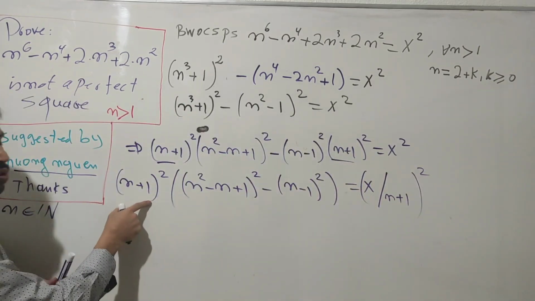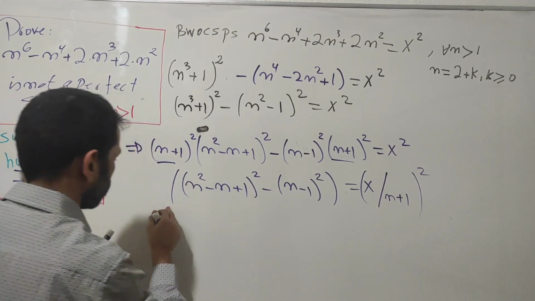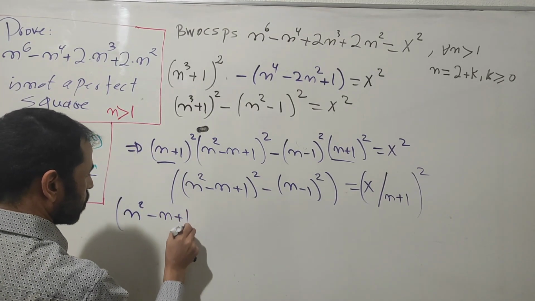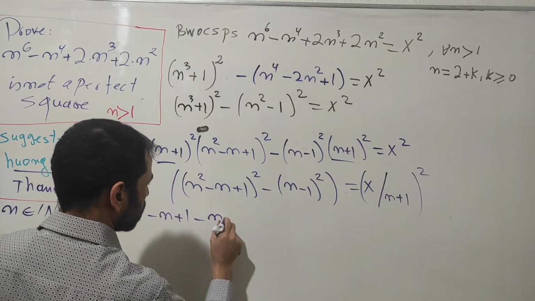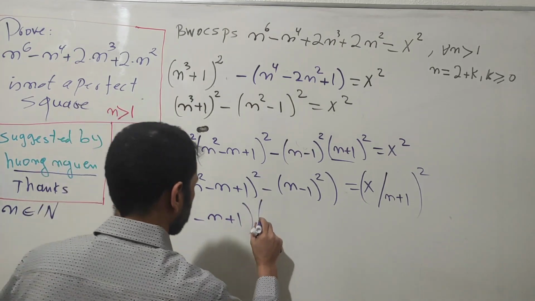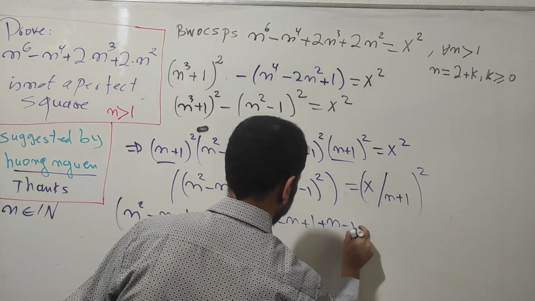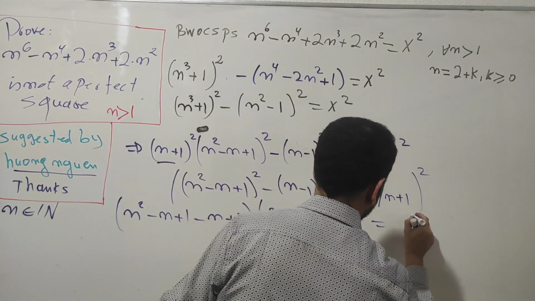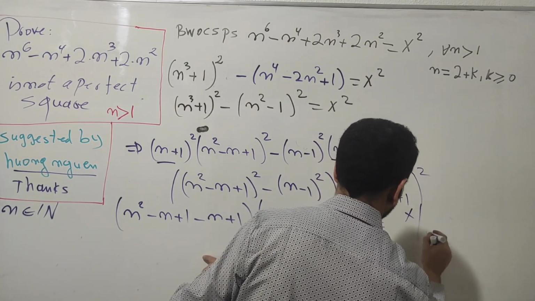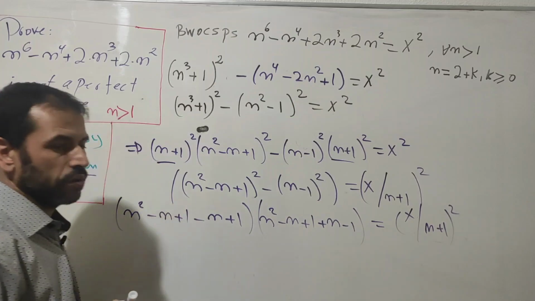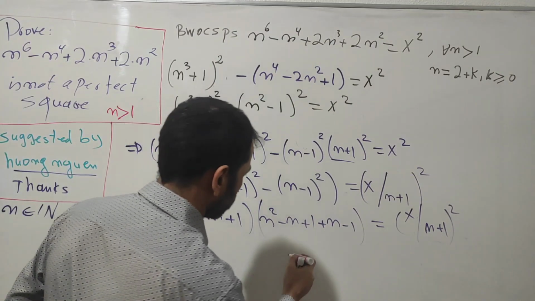Then cancel out this one, then factor out this one in the form of the product. I get n squared minus n plus 1 minus n plus 1, factor n squared minus n plus 1 plus n minus 1, which equals x all over (n plus 1) quantity squared, like this. I'm going to cancel out a lot of things here.